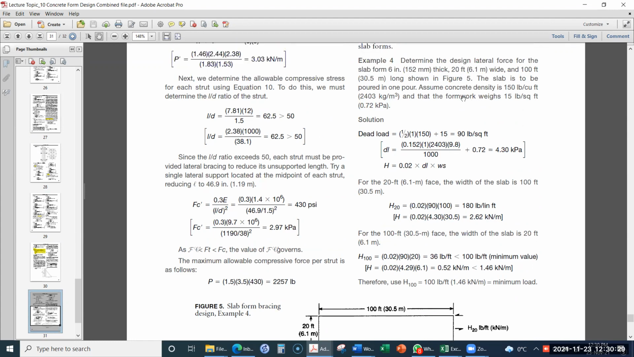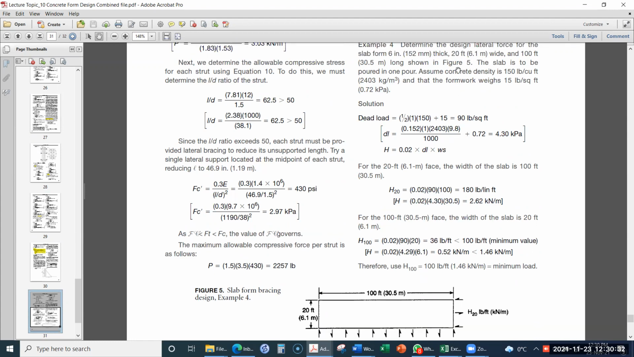The dimensions are given and shown in figure number 5. The slab is to be poured in one pour, meaning we are assuming that we will be pouring the slab in one go. Assume concrete density is 2403 kilogram per cubic meter, which is the normal concrete density, and the formwork is about 0.72 kilopascal. Okay, so in this example, first of all, we will calculate the dead load.